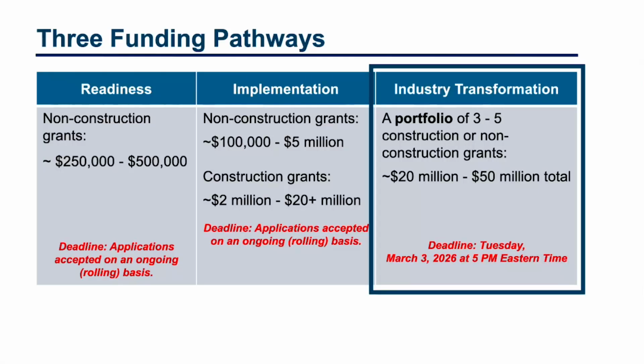So remember, this webinar is for Path 3 applicants for our FY25 disaster supplemental grant competition. This is our industry transformation pathway. In industry transformation, we're looking for a portfolio of 3 to 5 interconnected construction or non-construction grants, and we estimate that portfolio of grant proposals would be between $20 million and $50 million. Remember, the deadline is coming very quickly: Tuesday, March 3rd at 5 p.m. Eastern Standard Time.